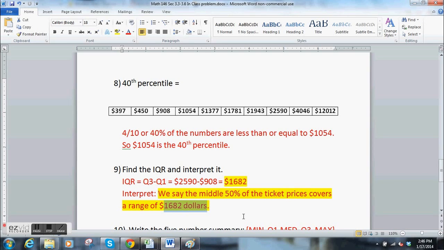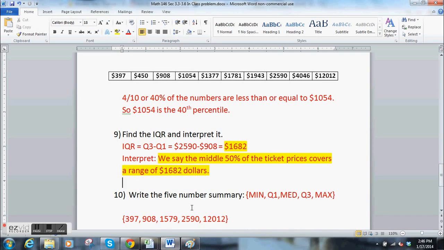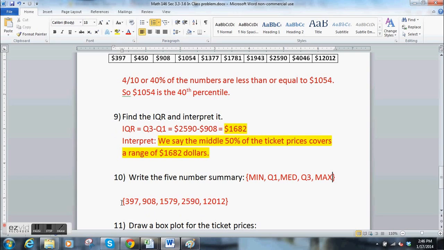Write the 5-number summary. The 5-number summary is minimum, Q1, median, Q3, and maximum. So again, your calculator gives you these numbers in order. Use the arrow key after you spit out the numbers to get down there and see the extra quartiles. So the 5-number summary looks like this: 397, 908, 1579, 2590, 12,012.